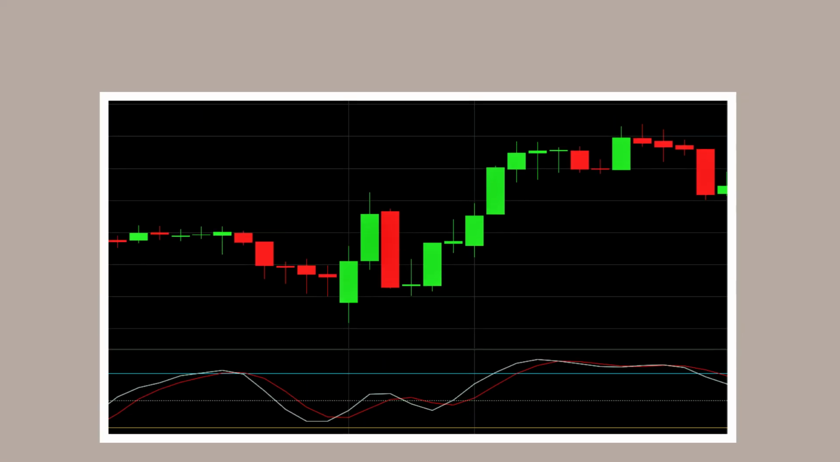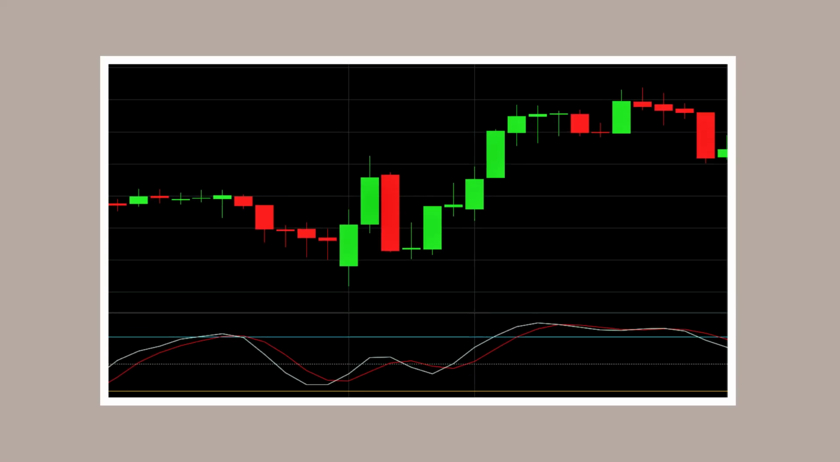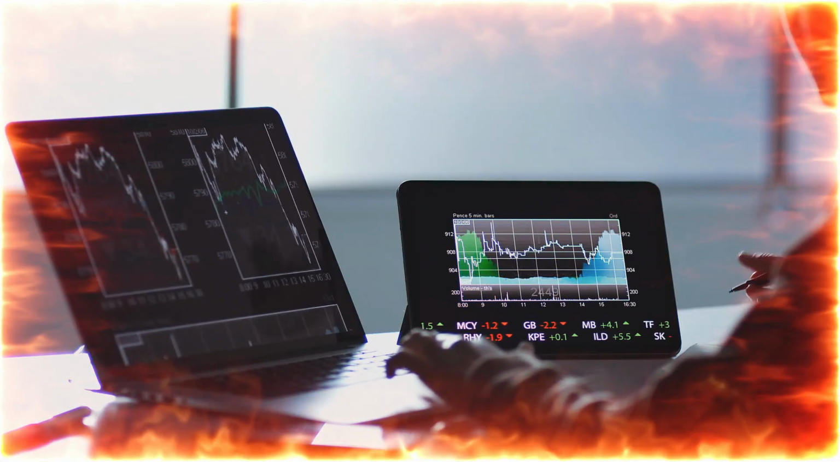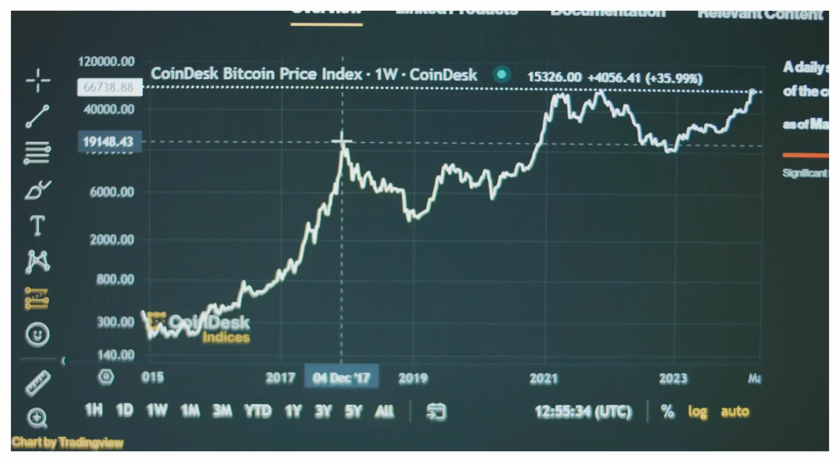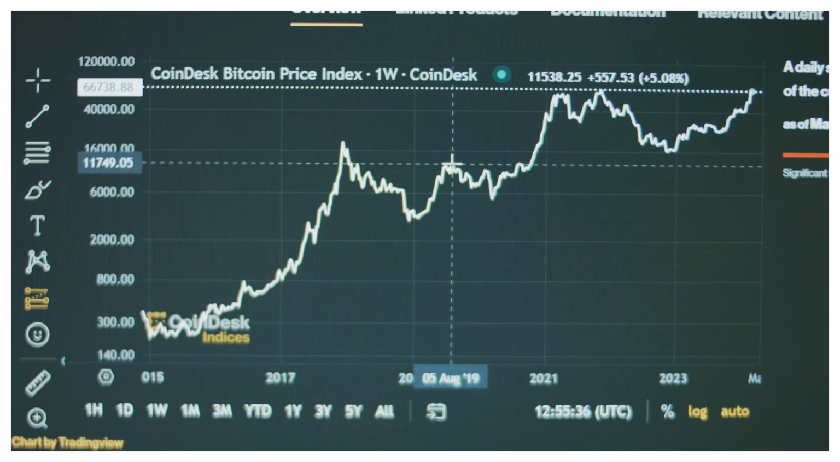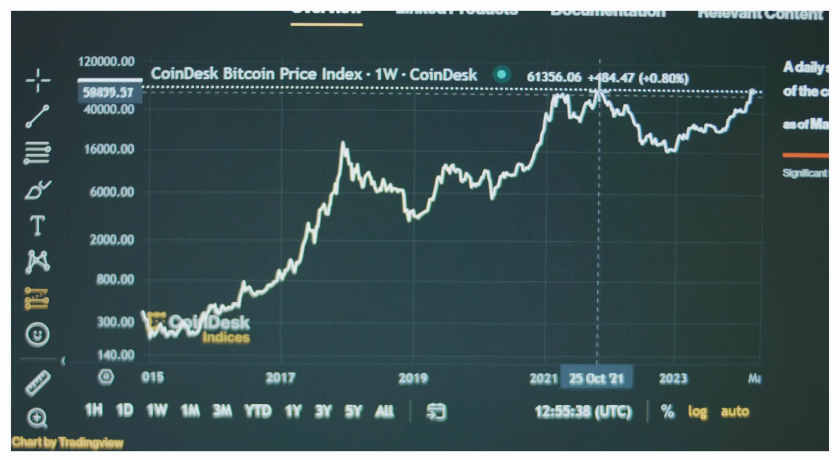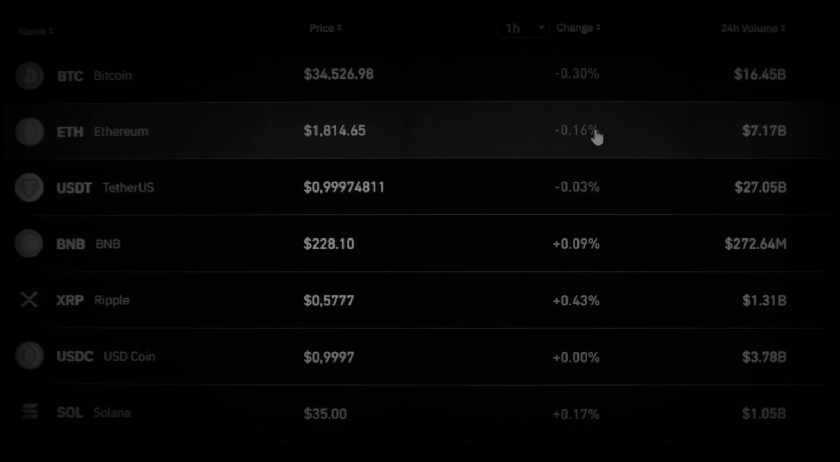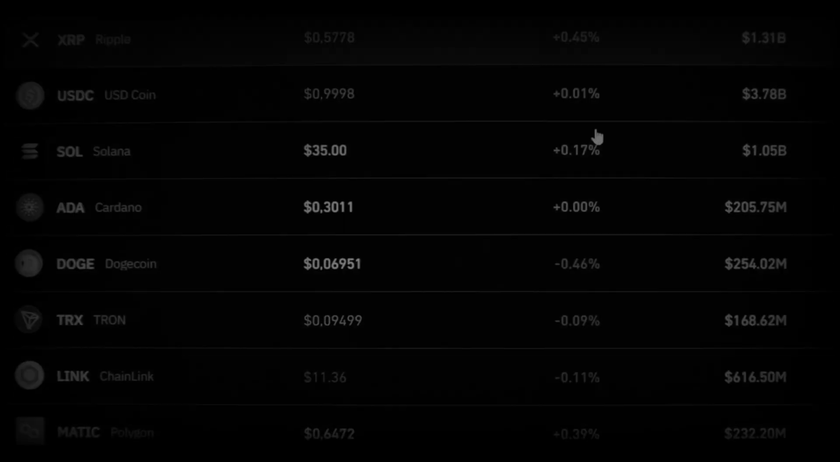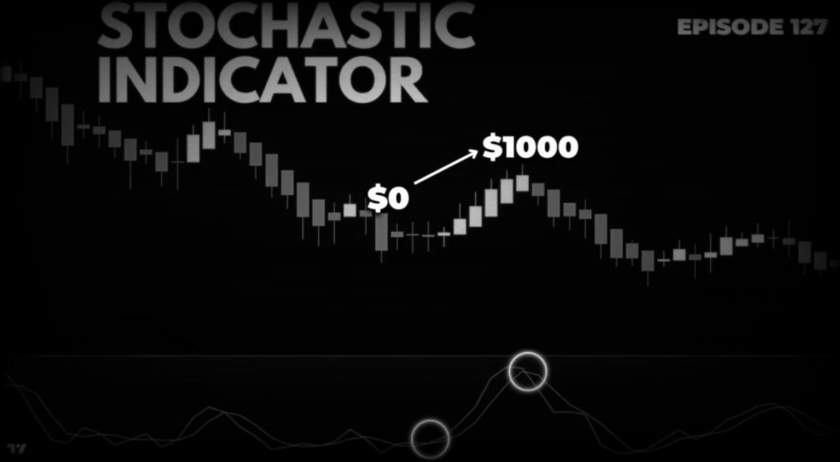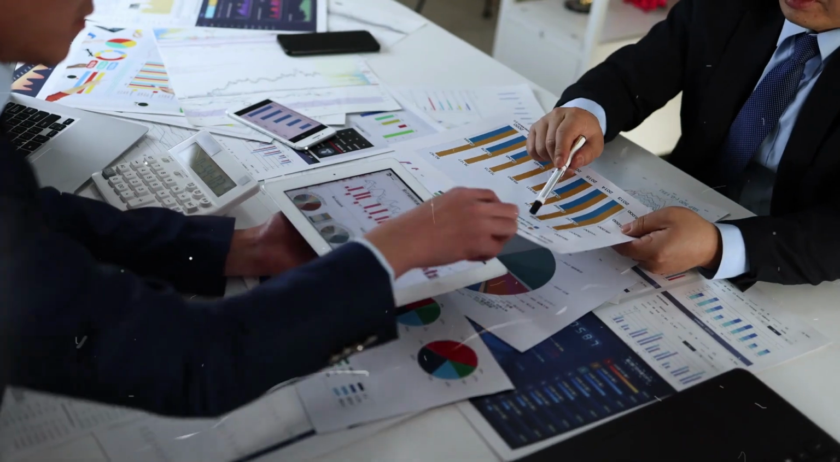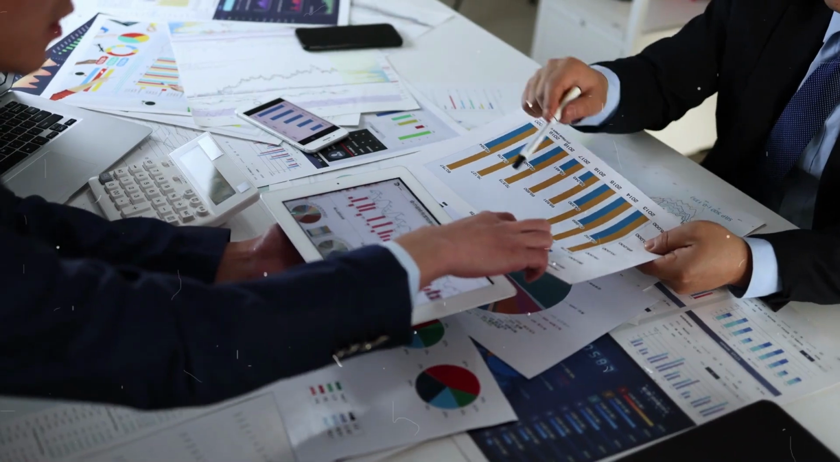2. Stochastic indicator. Next up is the stochastic indicator. This one looks at whether the stock is overbought or oversold. Let's break that down. When the price of a stock has been rising for a while, it might get too high and could be considered overbought. When the price has been falling for a while, it could be oversold. The stochastic indicator helps traders see when the stock price is reaching these points.